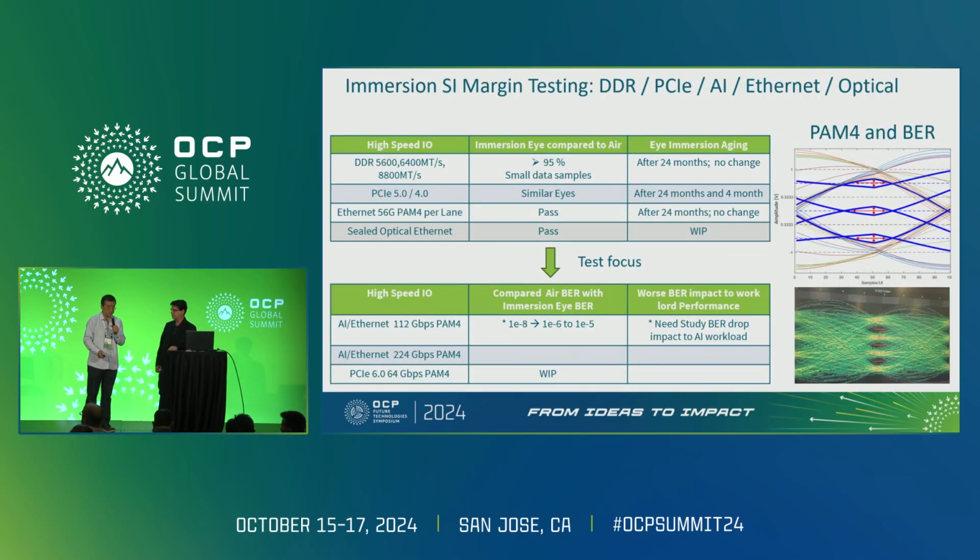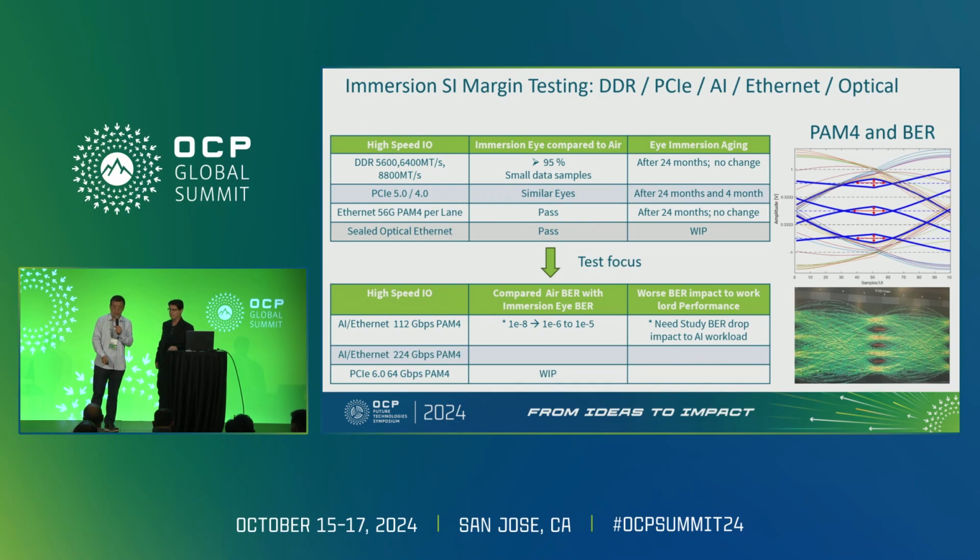Second is system test: what is the real margin impact from the immersion. As we can see on the DDR, we test all the way from 5600 to MRDIMM 8800, which is the fastest DDR you can find. We have a small data sample, but good enough data to show the minimum impact. And for PCIe we tested Gen 5, and Gen 6 is work in progress. Optics need to be sealed, and the reliability testing is underway.